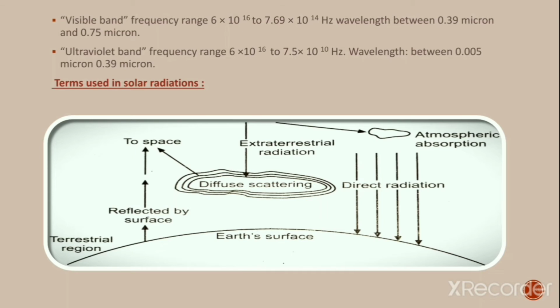Number 3, ultraviolet band. Frequency range 6 × 10^16 to 7.5 × 10^10 Hz. Wavelengths between 0.005 micron and 0.39 micron.